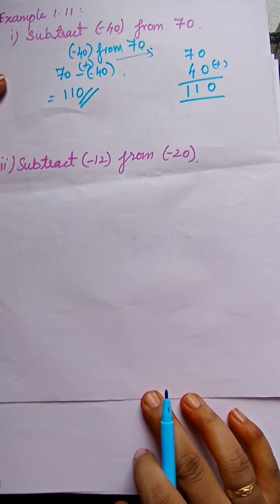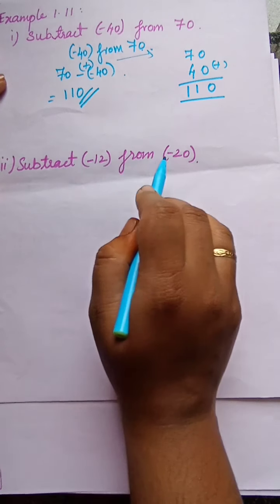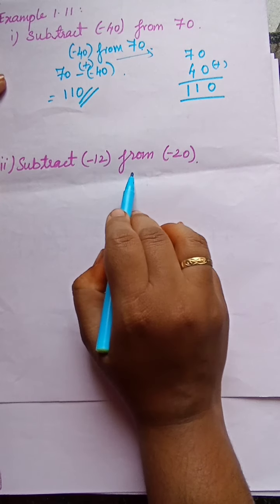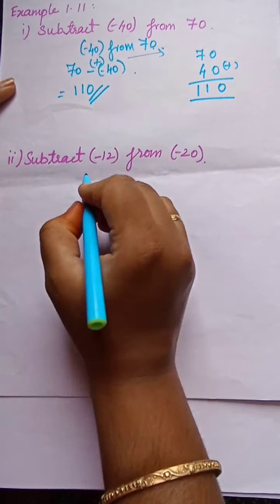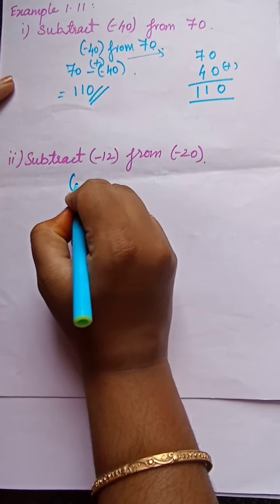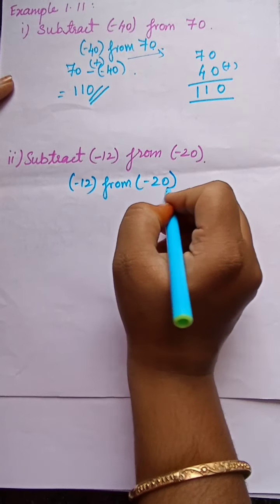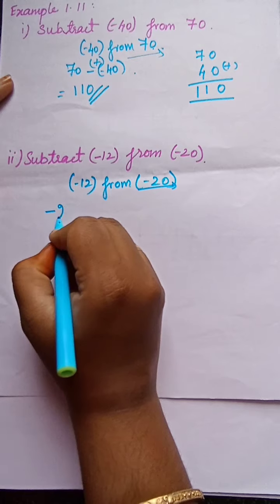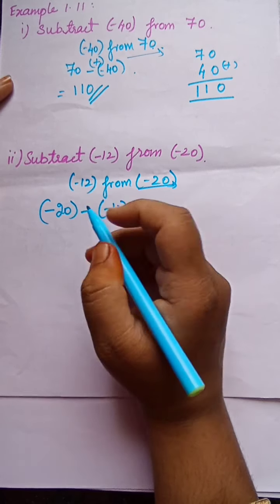Clear? Okay, the next sum, that is subtract minus 12 from minus 20. Subtract minus 12 from minus 20. So what do we have to do here? Here also just take that number and write it, minus 12 from minus 20. So first what number should come? This one. Okay, so that is minus 20 minus 12. So how can we apply the rule here?